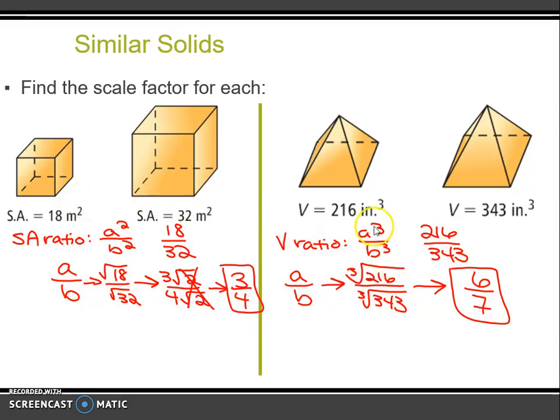If you do volume, you're going to write A to the third, B to the third. Because this is a cubic ratio, that's why you write that. And write 216 over 343. Do the cube root of each one and put it in the calculator and divide. You get 6 to 7 scale factor.